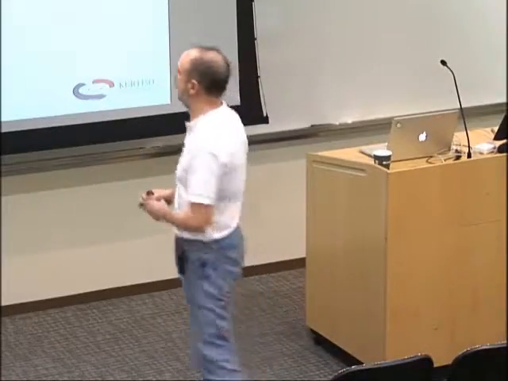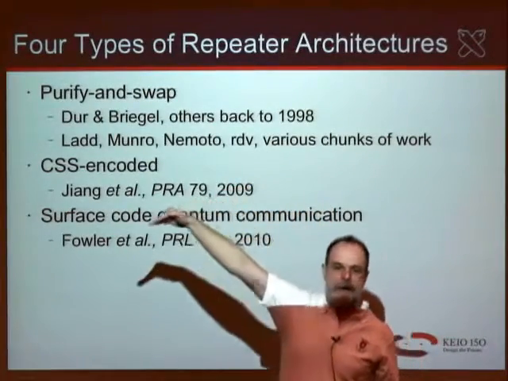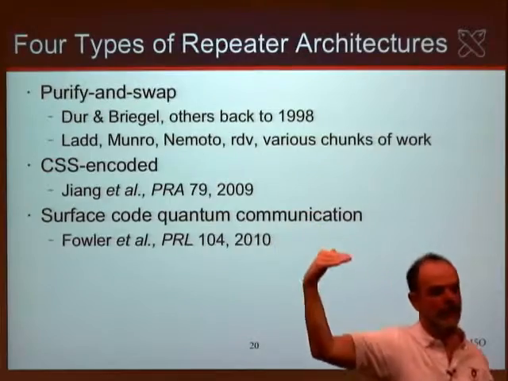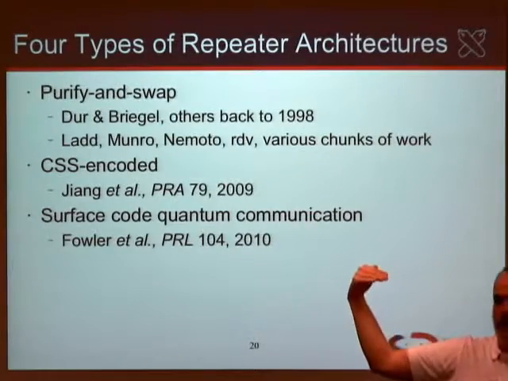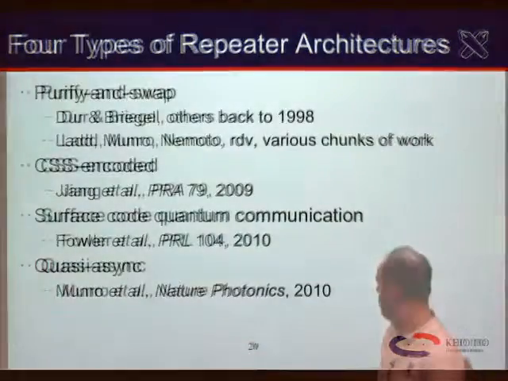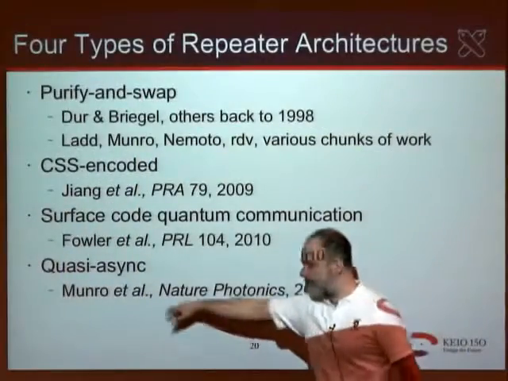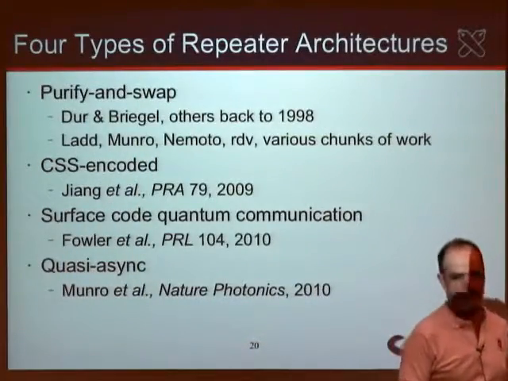These architectures have interesting differences in how synchronous communication is required across the entire network architecture, which has a big impact on your overall behavior of your system. And the last one would be the quasi-async system of Bill Monroe, which he published in Nature Photonics a couple of years ago. I can't claim, I wasn't involved in that one, but there are some very interesting ideas in that one overall.